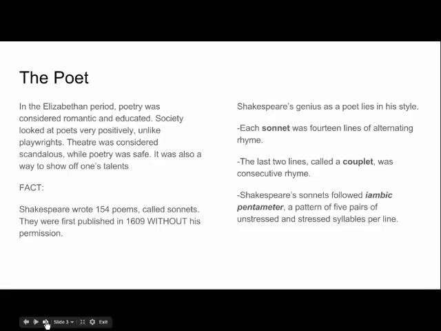A fact, Shakespeare wrote 154 poems called sonnets. That's a type of poem. They were first published in 1609 without his permission, which also means he probably didn't make any money off of the publishing of his works because there was no such thing as copyright back then.